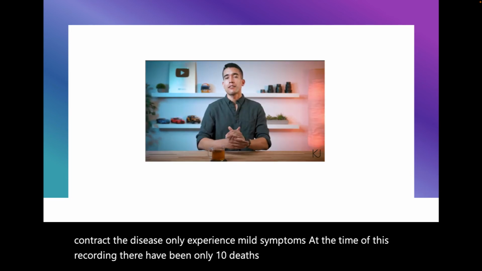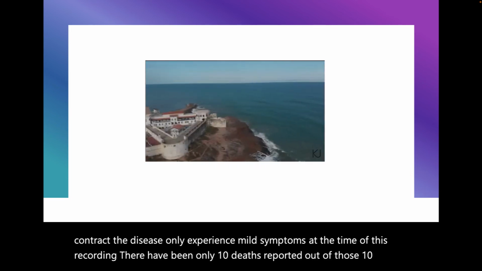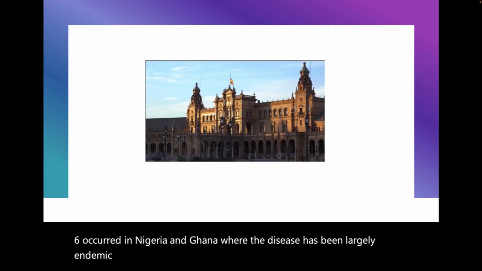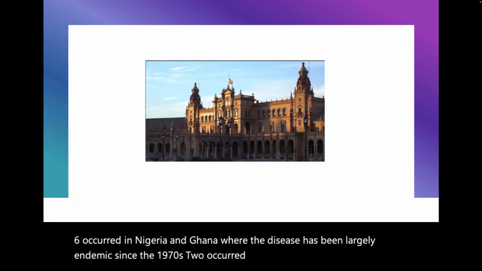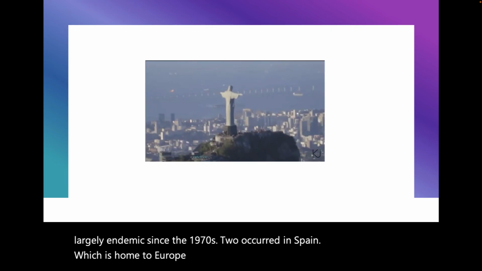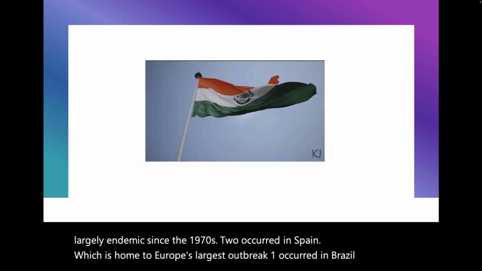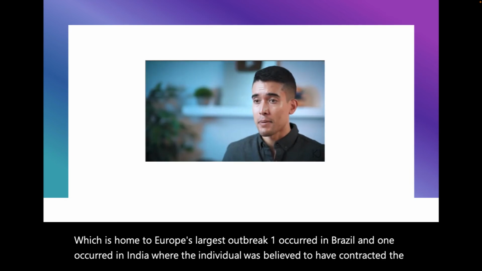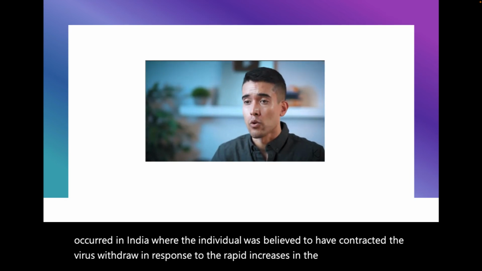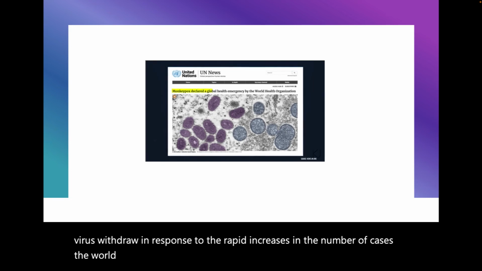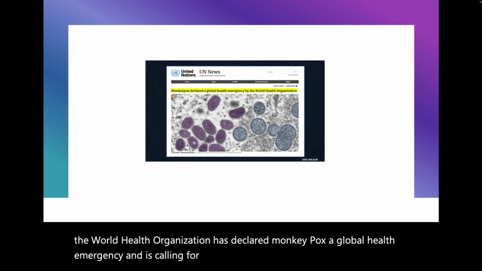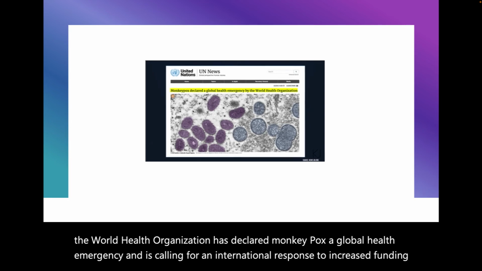Out of those 10 deaths, 6 occurred in Nigeria and Ghana, where the disease has been largely endemic since the 1970s. 2 occurred in Spain, which is home to Europe's largest outbreak. 1 occurred in Brazil, and 1 occurred in India, where the individual was believed to have contracted the virus while abroad. In response to the rapid increases in the number of cases, the World Health Organization has declared monkeypox a global health emergency and is calling for an international response to increase funding and collaboration on sharing vaccines and treatment.